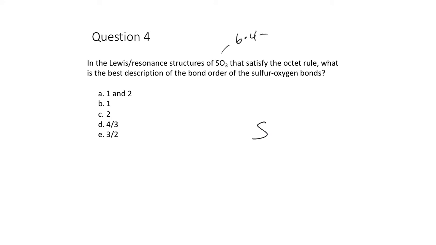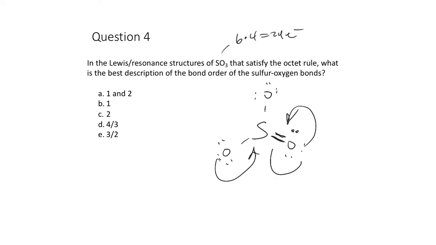So 6 times 4 is 24 electrons. So for stopping at the octet rule, that would be getting to this structure and making this one double bond. And we satisfy the octet rule. Now we have the possibility of this or this as well. So we have 6 electrons in our pi system, but we on average have 1, 2, 3, 4 bonding pairs of electrons spread across those 3 SO bonds. These are about 4/3 bond order.